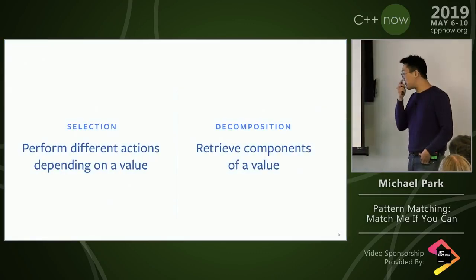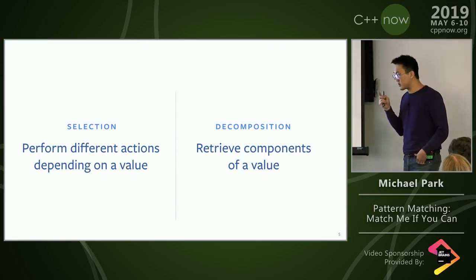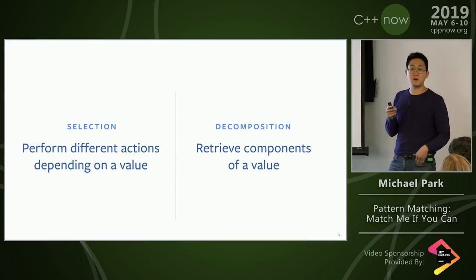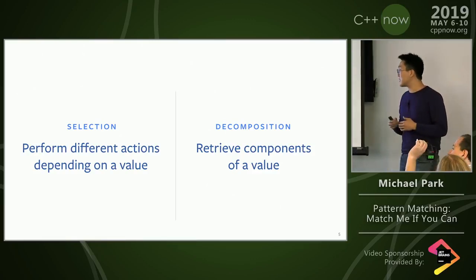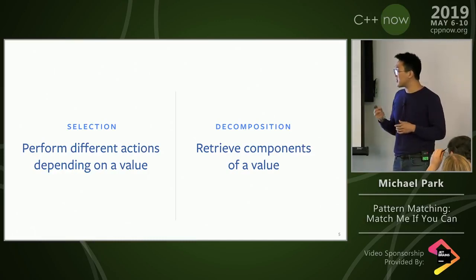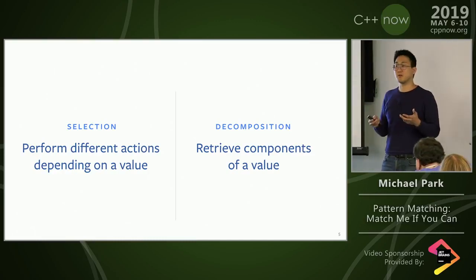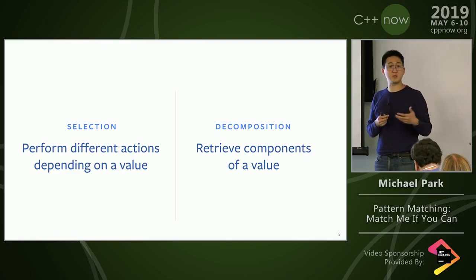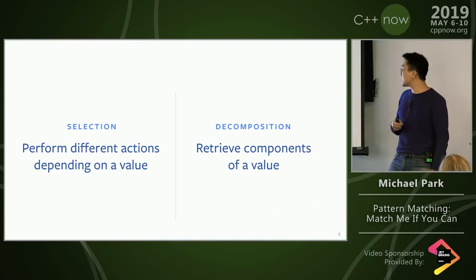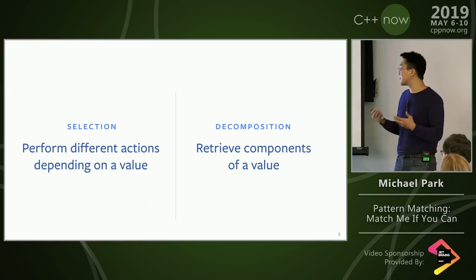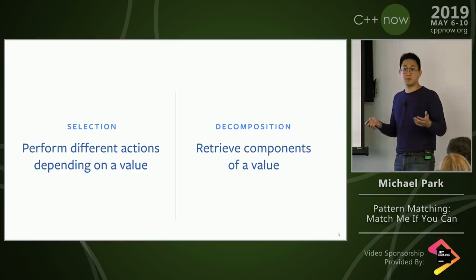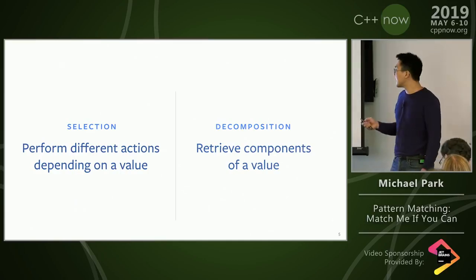So before we get to pattern matching, there's two tasks that are extremely common, and they should be simple in programming, that we do every day, right? One is selection, and the other is decomposition. By selection, I mean performing different actions based on some value. And in this area, we have things like switch and if. And decomposition, we have some value. We want to retrieve components out of that value to take some action. And these are extremely common. We do this probably every 15 lines of code we write.